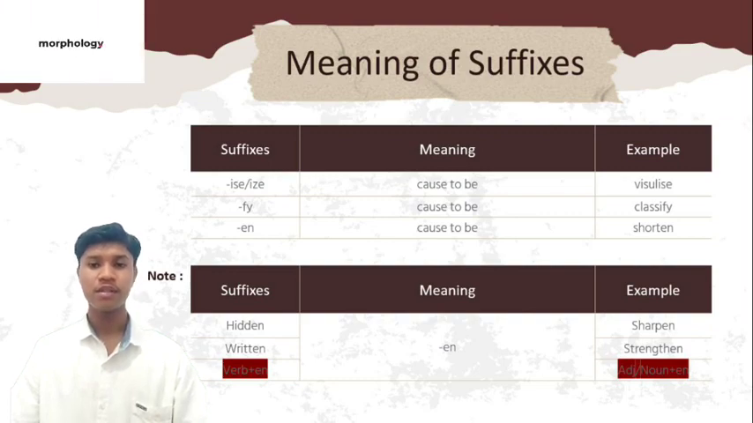Next, suffix en. Meaning cause to be. Example, shorten. Example in sentence, in November, the temperatures drop and the days shorten. Note, suffix en. Example, sharpen. Example in sentence, having a written record of what I've done is very valuable.